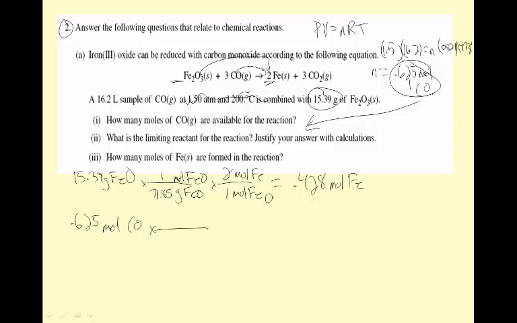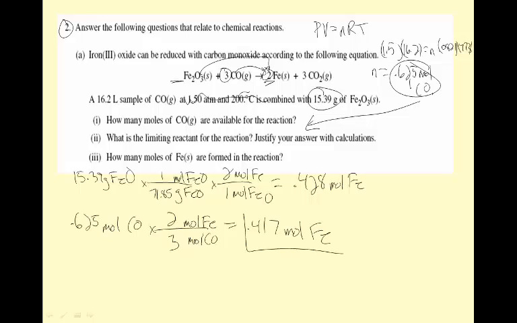So I'm going to get out of moles of CO by putting it on the bottom and canceling, and go into moles of Fe. Coefficient for Fe is 2, CO is 3. 0.625 divided by 3 times 2 is 0.417 moles of Fe. So how much is really made?